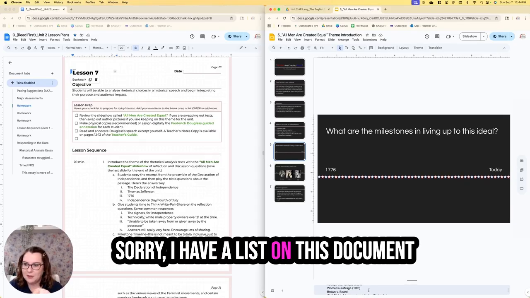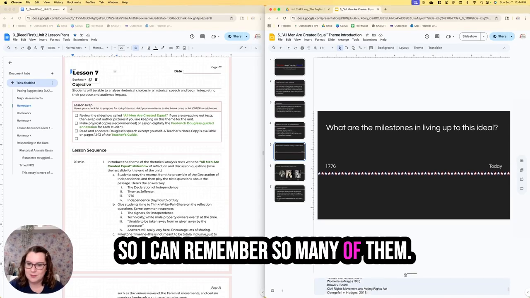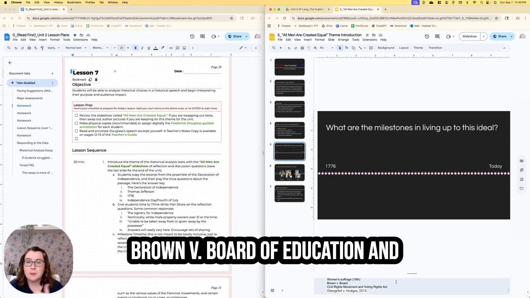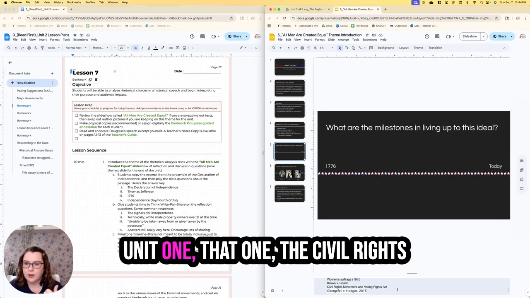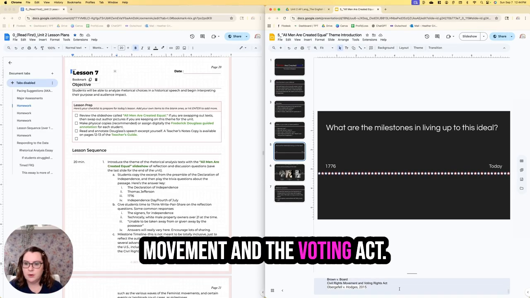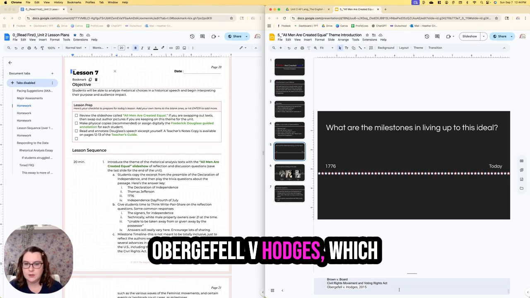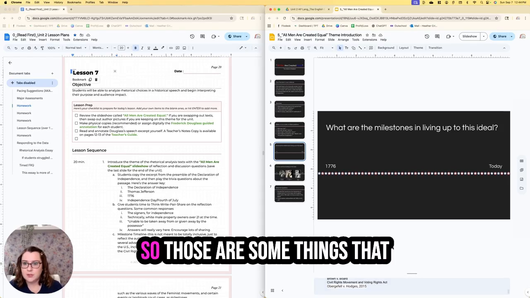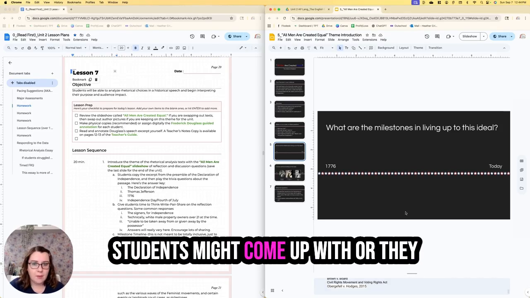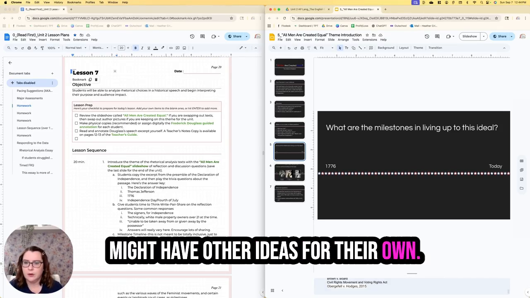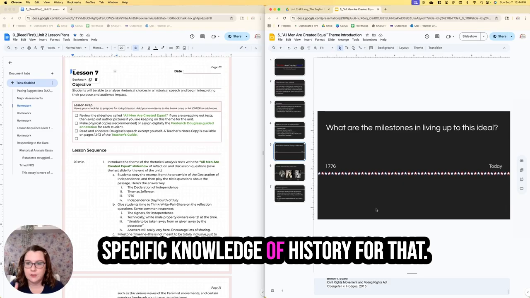Sorry, I have a list on this document so I can remember so many of them. Women's suffrage, we've talked about Brown versus Board of Education in Unit 1, that one. The Civil Rights Movement, the Voting Act, Obergefell v. Hodges, which legalized gay marriage. So those are some things that students might come up with, or they might have other ideas for their own specific knowledge of history for that.